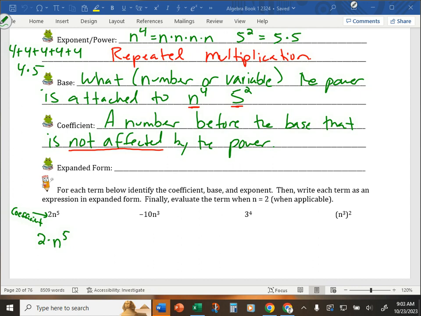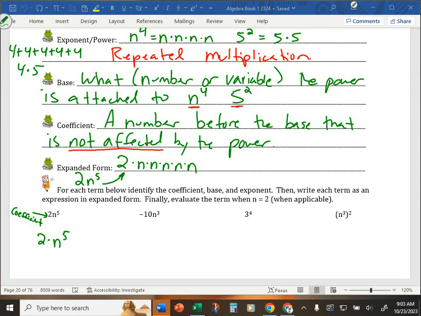The exponent. Right? So if we were to write this 2n to the fifth in what's called expanded form, write it out, it's not going to be 2n times 2n times 2n times 2n times 2n. There's only going to be 1, 2, and then 5 n's. Right? This is 2n to the fifth in expanded form, and it looks like that. 1, 2, and then n times n times n times n times n.